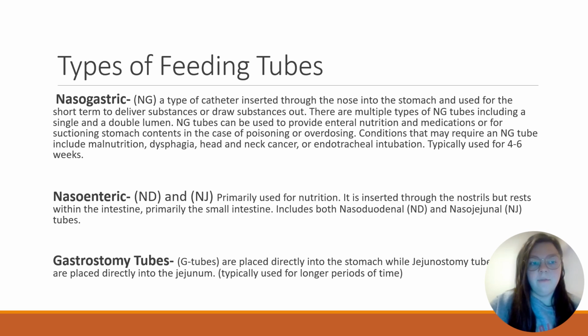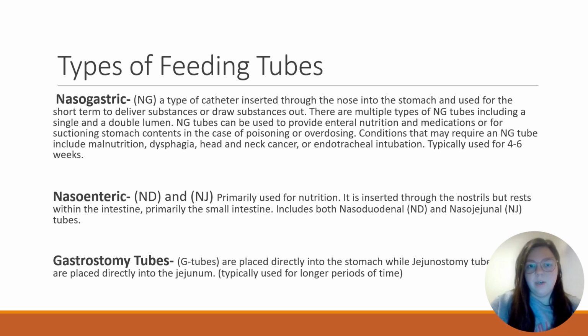There are different types of feeding tubes, including the nasogastric, nasoenteric, and gastrostomy tubes. Nasogastric or NG tubes are a type of catheter which is inserted through the nose into the stomach. These are typically used for short-term delivery of nutrition substances or even some medications, or to draw substances out. There are multiple types of NG tubes, including a single lumen or a double lumen.